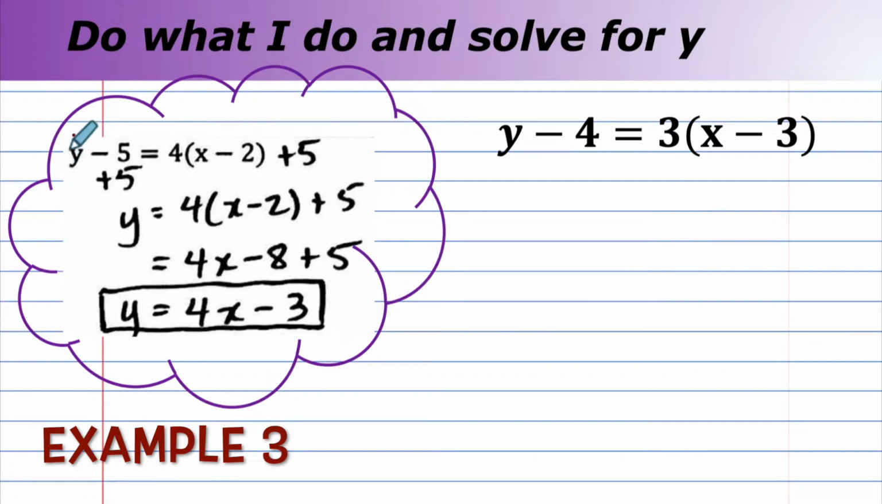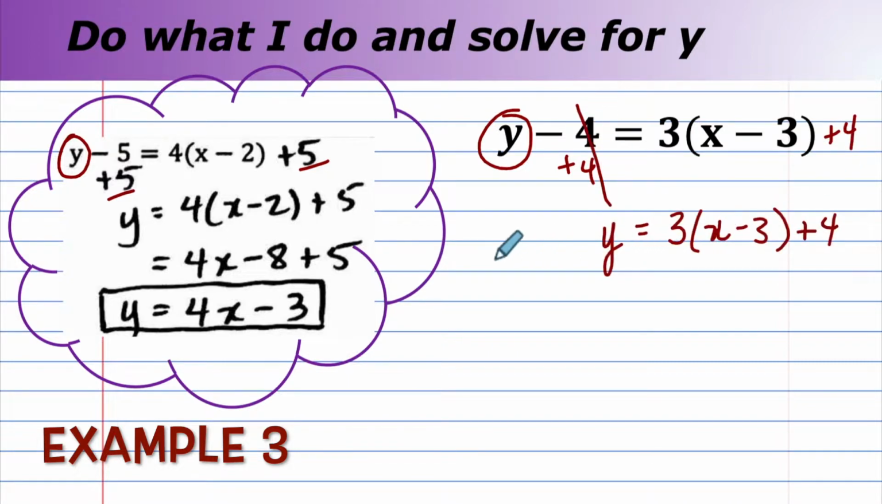Now what happened here? Isolate the y. Add 5 both sides. Fair enough. Isolate the y. This time we'll add 4 both sides. And now from here to here, the brackets disappeared. Let's do that over here. 3x minus 9 plus 4.